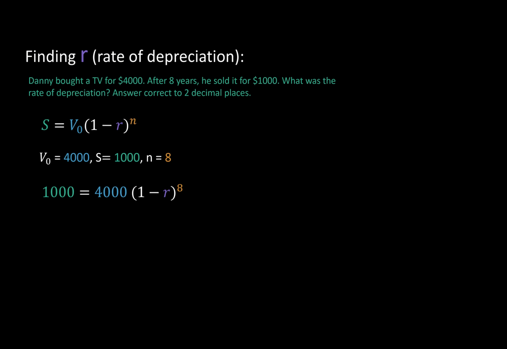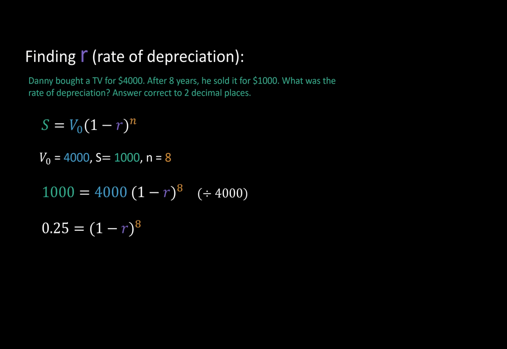So I've got 1,000 on the left equals 4,000 outside of 1 minus R to the power of 8. So we need to get R by itself. We need to work from the outside in. So first thing we're going to do is divide by that 4,000. That's the easiest thing to get rid of. So we'll divide by 4,000. Obviously 1,000 divided by 4,000 is going to be a quarter, which we'll write as a decimal for ease of writing. So 0.25 equals 1 minus R to the power of 8.